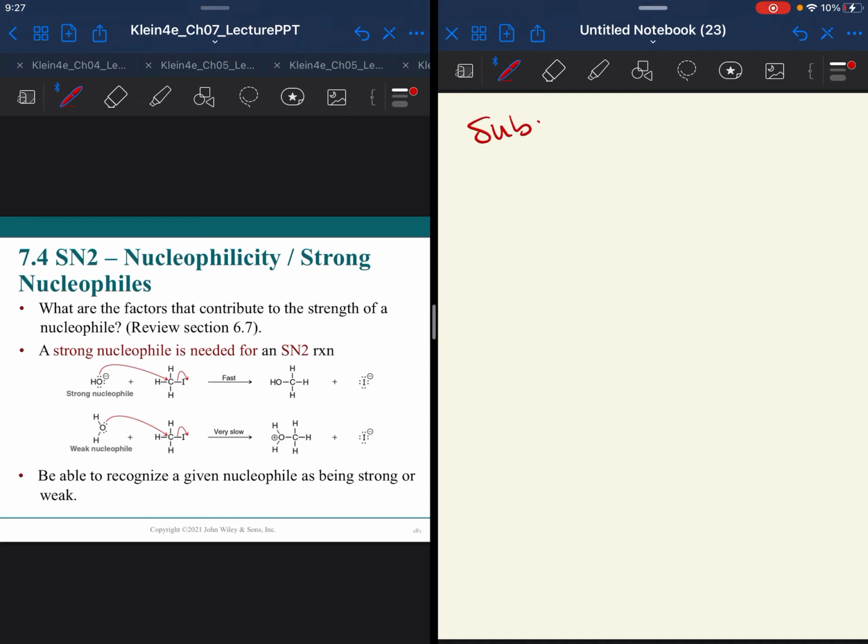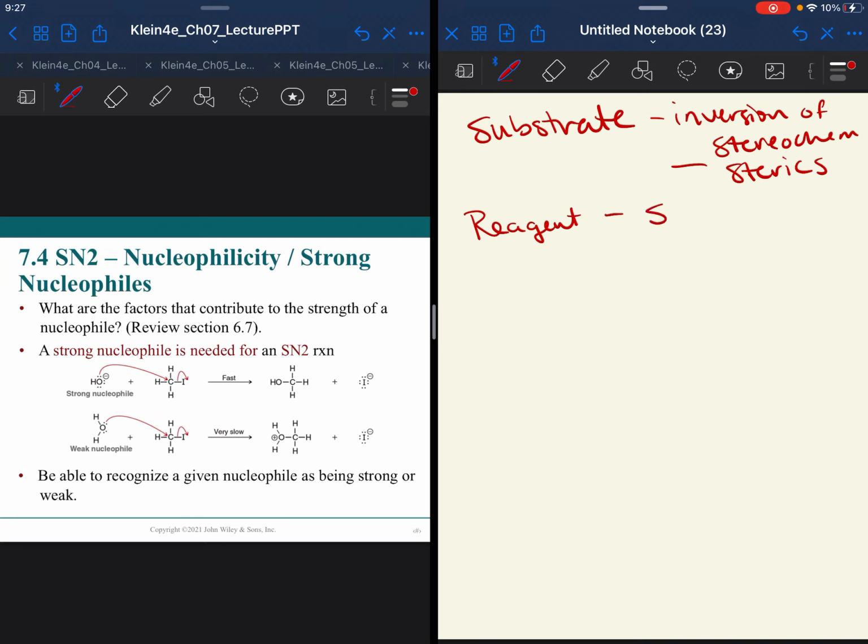Now, for our substrate, we know there's going to be inversion of stereochemistry when we have SN2. And we know sterics are going to affect rate, or if the reaction can happen at all, right? And that's primary, secondary versus tertiary. So then what about the reagent? For an SN2, we need a strong nucleophile. We're going to be talking about nucleophiles and bases, but also strong versus weak. A strong nucleophile is required for SN2 reactions.